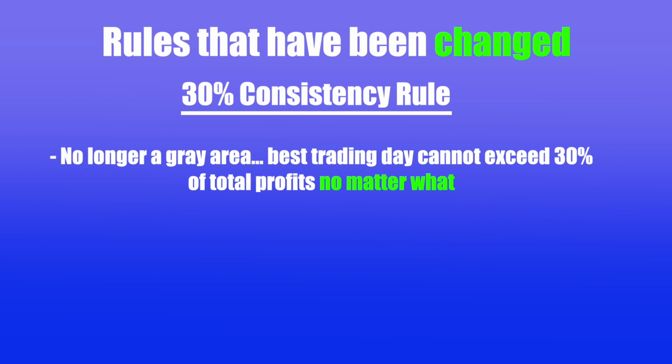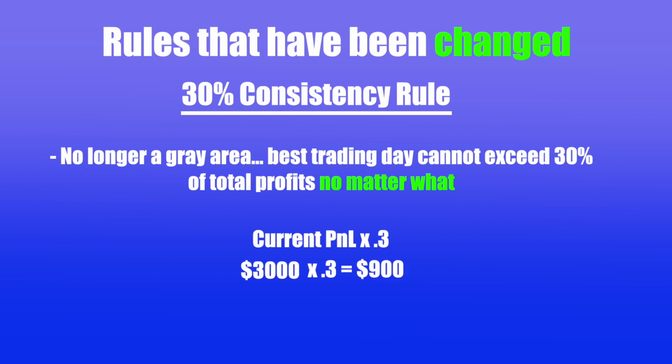Again, to ensure you're within the 30% rule, you simply take your current P&L and multiply it by 0.3. So for example, say your current P&L is $3,000, 3K times 0.3 is $900. So you just have to make sure you don't have a day greater than $900.